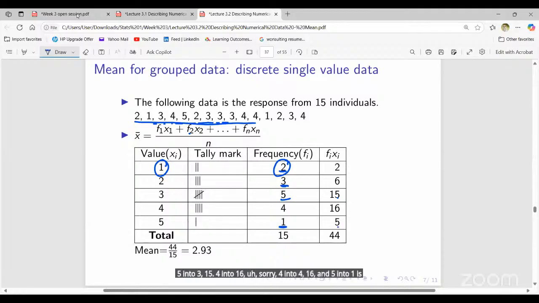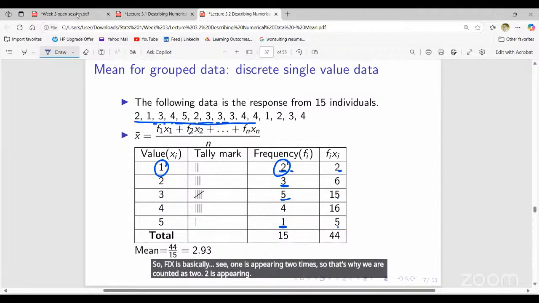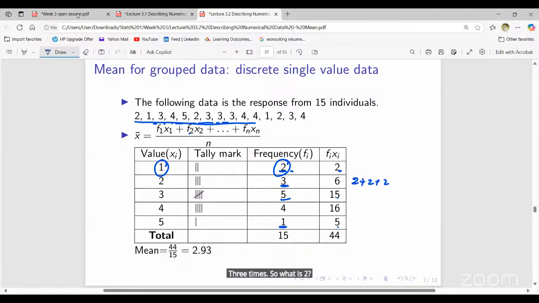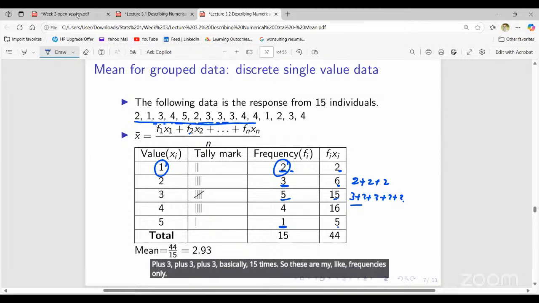So basically, 1 is appearing 2 times, so that's why we have counted it as 2. 2 is appearing 3 times, so 2 plus 2 plus 2 is basically 6. Similarly, 3 is appearing 5 times, so it will be 3 plus 3 plus 3 plus 3 plus 3, basically 15. So these are my frequencies only, correct? So I would be adding these.